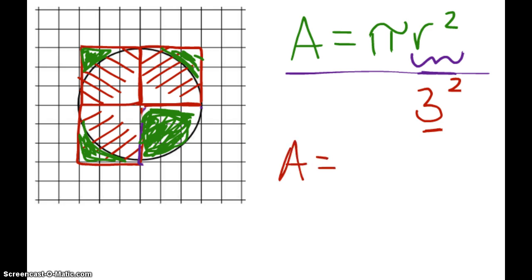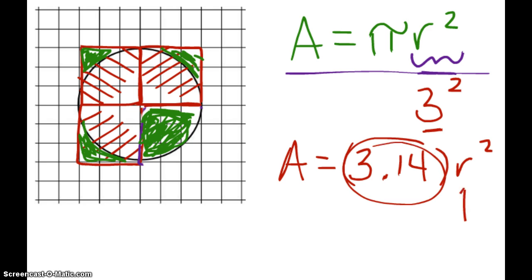Area is pi, which is 3.14 or 3 plus some, times a radius square. So that's where our formula comes from. A little more than 3 radius squares.